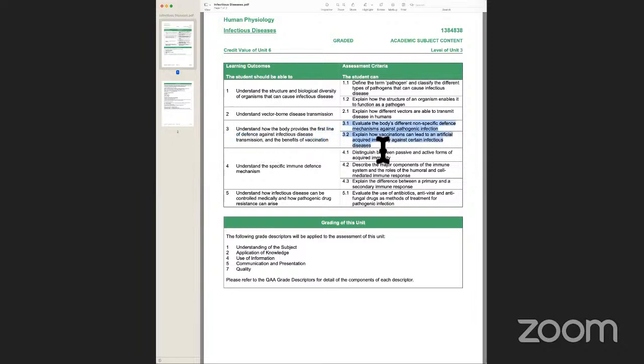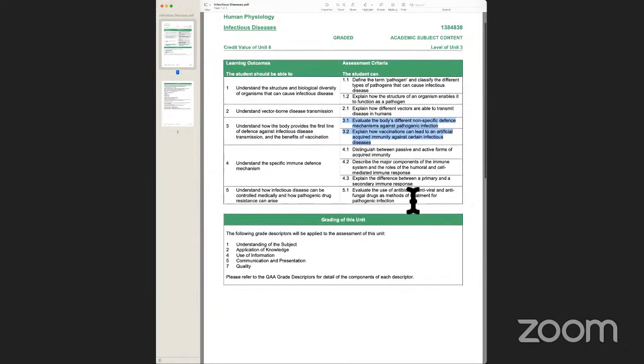There are two assessment criteria that we are going to cover. One is looking at the body's non-specific defense mechanisms against pathogenic infection. This is a key term. So we are going to look at non-specific defense, and the pathogenic reactions which are caused in the human body. The second one is how vaccinations can lead to artificially acquired immunity against certain infectious diseases.